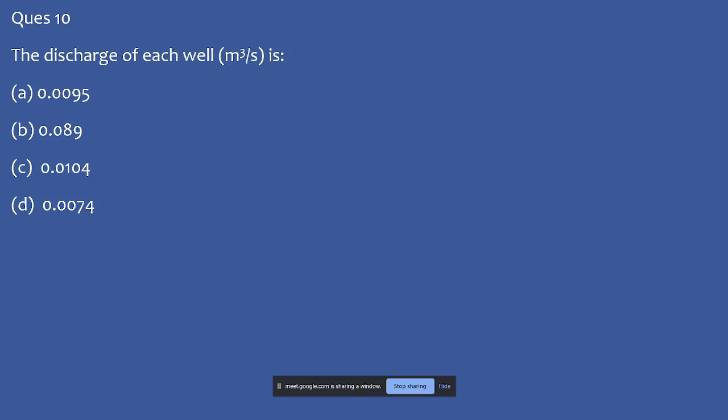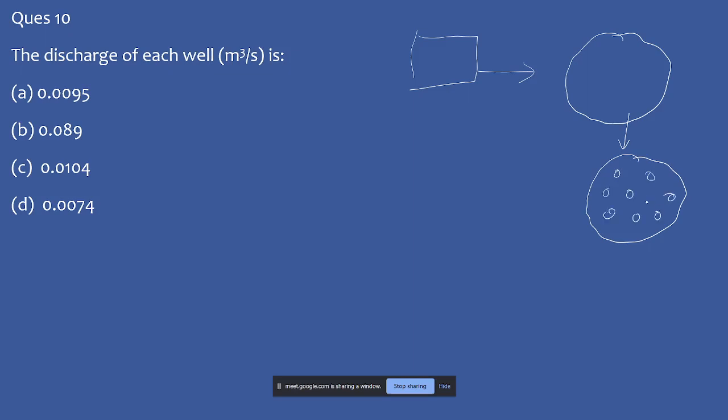Okay, let's go to the final one. Let me solve it for you. Right now we need to calculate the discharge for each well. Initially we were taking the whole area under the influence. This rectangular region you converted into a circular part, and you were evaluating the discharge of this whole circular part. Now you are dividing this circular part into different small well points.